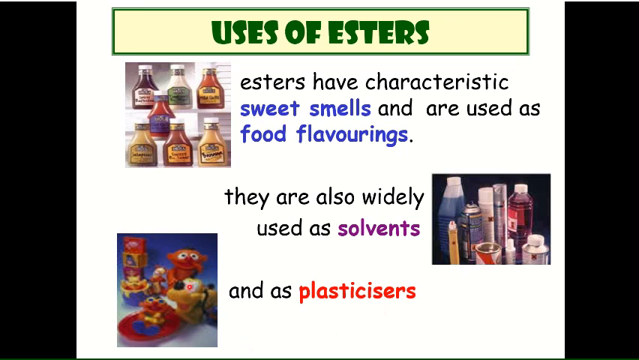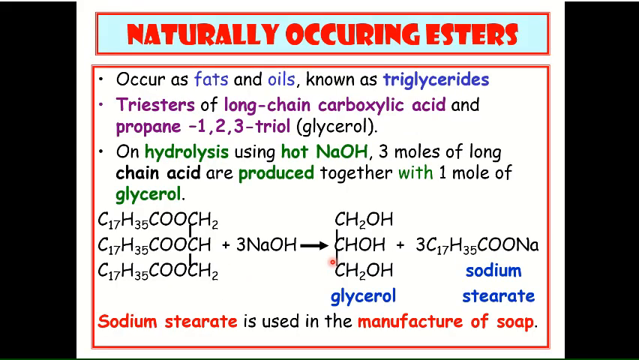They can also be used to make plastic a bit more plasticky, a bit more soft, and since they're generally not toxic, they can be used in kids' toys and things like that. So that's the uses of esters, and then here's the ones I spoke about: fats and oils, known as triglycerides. So they're triesters. They're long chain carboxylic acid esters, made from long chain carboxylic acids and propane-1,2,3-triol, otherwise known as glycerol.